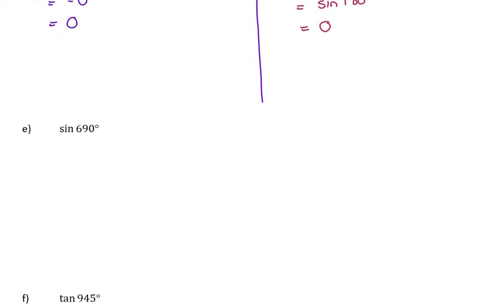Right, now that we've practiced some negative angles, let's go to some big angles. Any angle bigger than 360 is very easily dealt with. Where is 690 degrees? Well, I would have gone all the way around once, which is 360, and I clearly still have to go more.